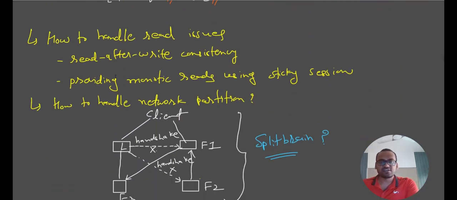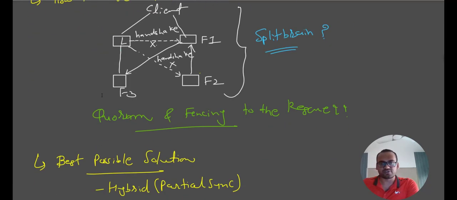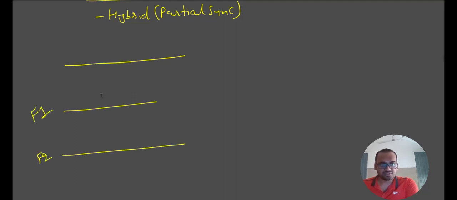Now, how to handle the read issues? Why are read issues important? Let me draw something. This is follower 1, this is follower 2, this is the leader, and above we have a client. I am again putting in different timestamps.